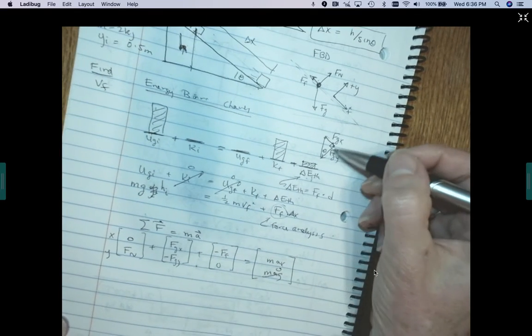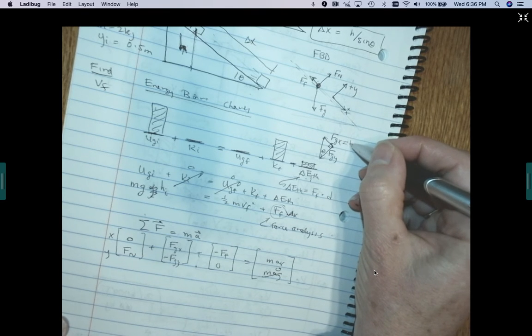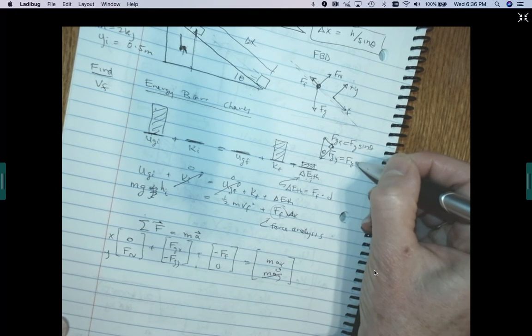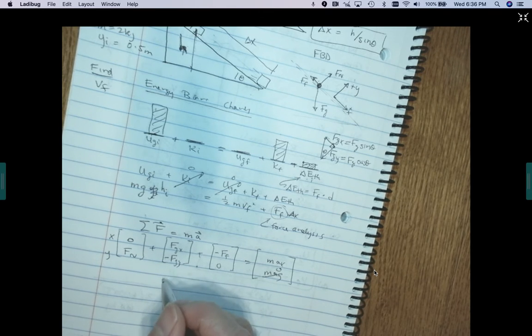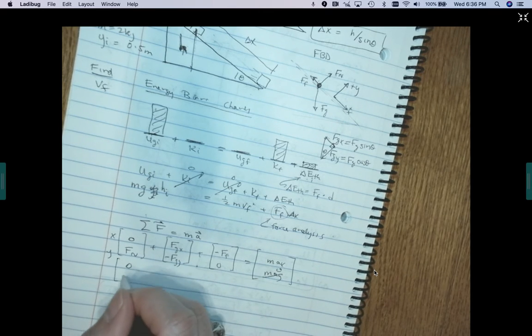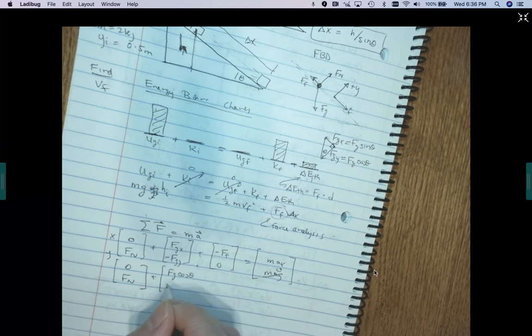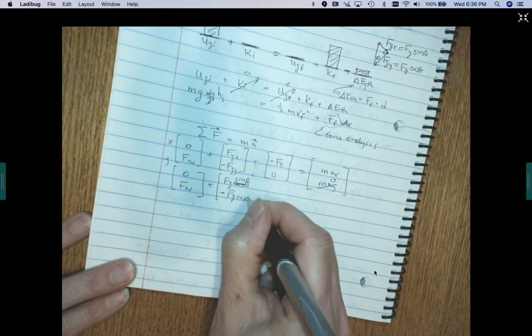Okay, so if we look back up here at my gravity triangle, x is the side opposite the angle. So this is Fg sine theta. This is the adjacent side, it's Fg cos theta. Okay, so if I rewrite this one more time, I have 0, Fn, and then here Fg sine theta, and this is minus Fg cos theta.